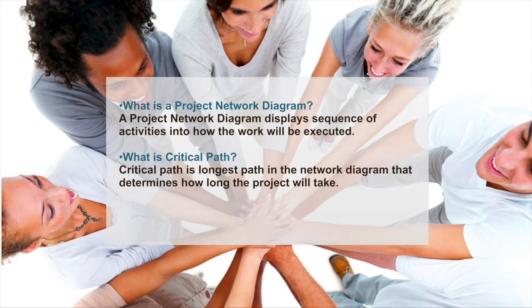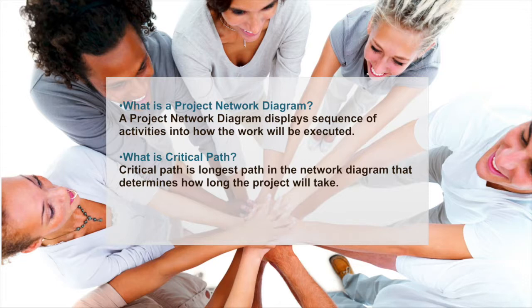Once you sequence your activities, you will end up with a diagram, and that is what we call the project network diagram. So the network diagram is the sequence of how your activities will be executed during the execution of the project. That is basically the order of execution from start to finish for all of your project activities.